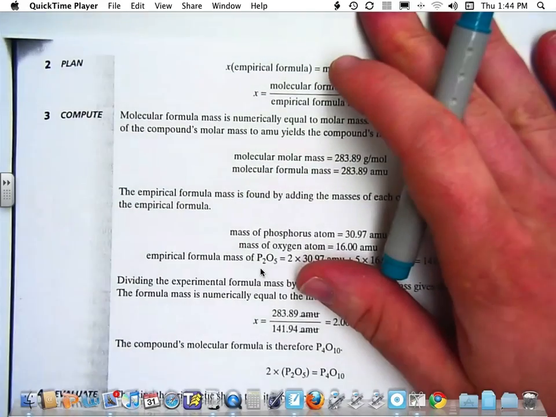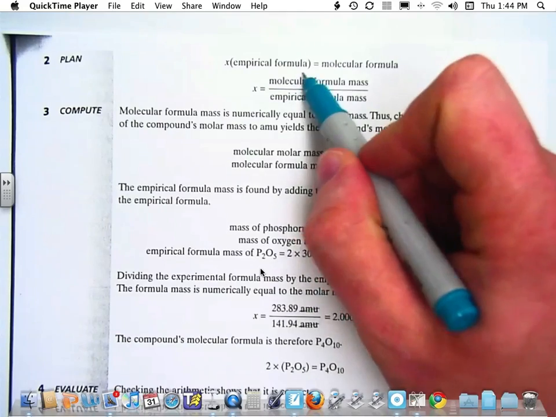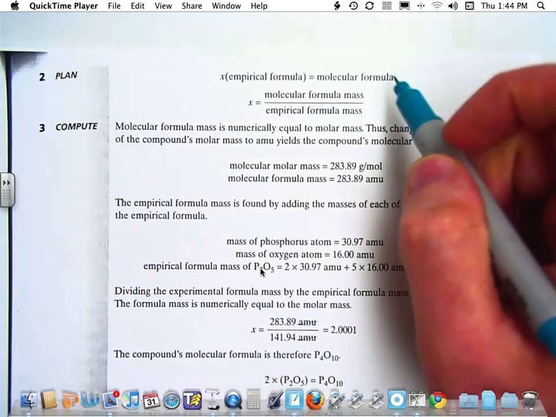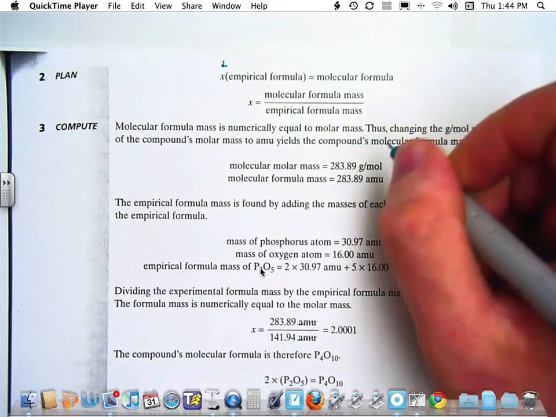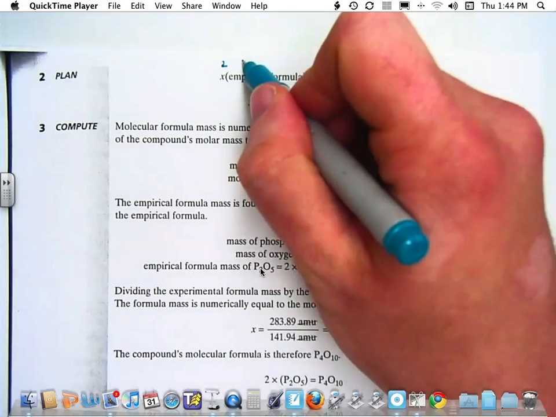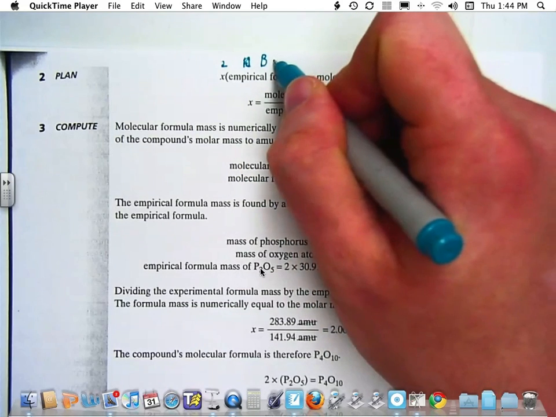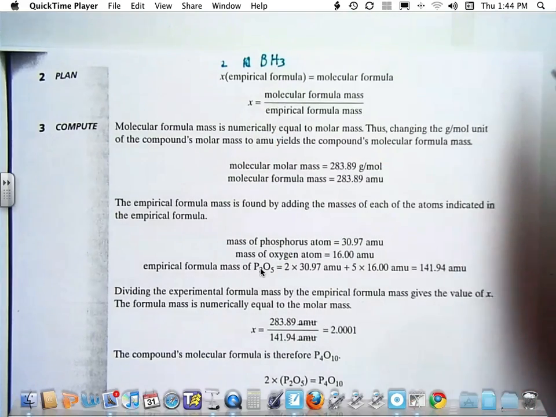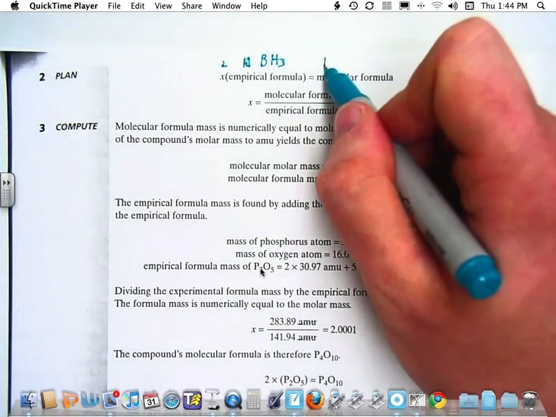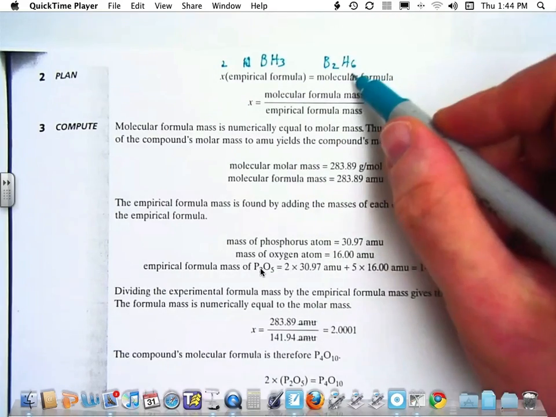So let's look at the plan that the book gives us. It says X times the empirical formula equals the molecular mass. If you don't remember, let me put a couple numbers in here. From our example in the past, let's say X is 2 and our empirical formula is BH3 for diborane, then our molecular formula is going to be B2H6 for the real molecular formula.